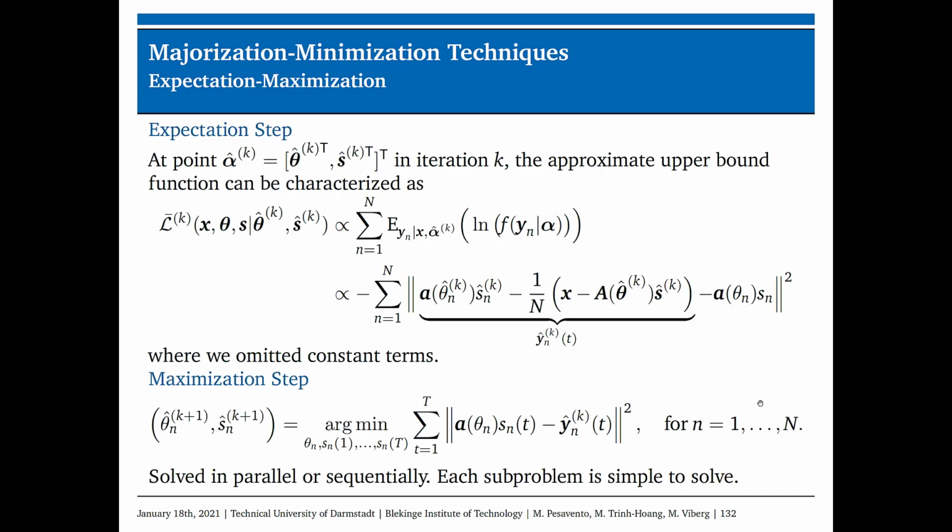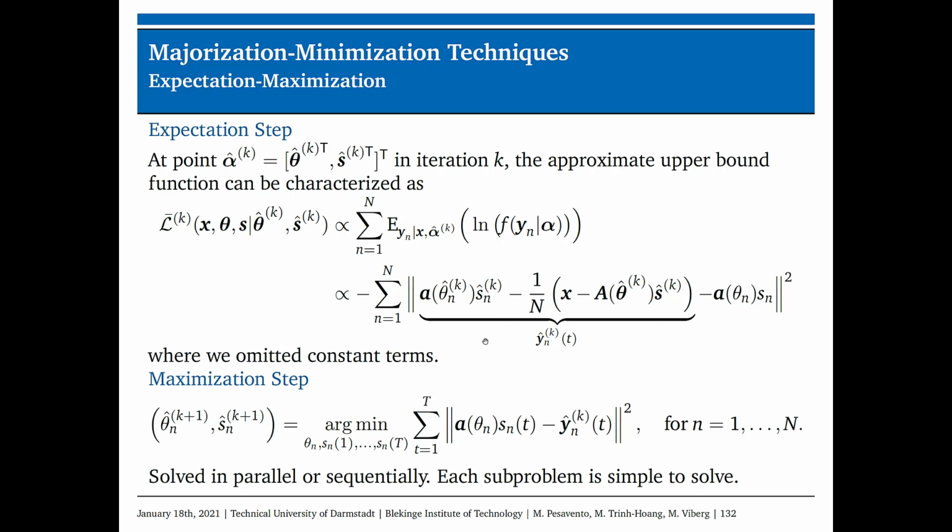With this definition of the unobserved data y, the approximate, that means upper bound, cost function at point alpha hat k is given by the sum of square functions, where each square function only contains the parameters of a single source. That means that the problem is separable in the different source variables, and we can estimate the parameters of each source independently and in parallel.